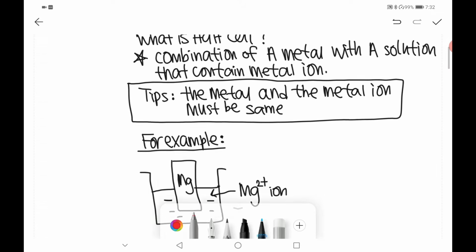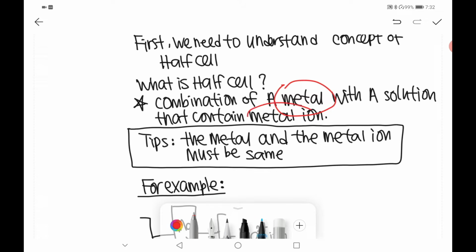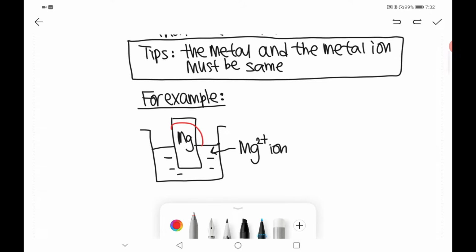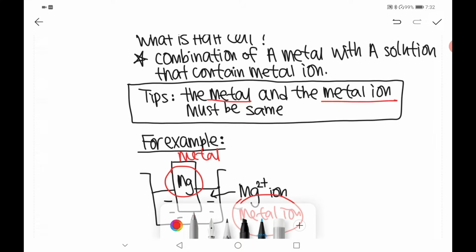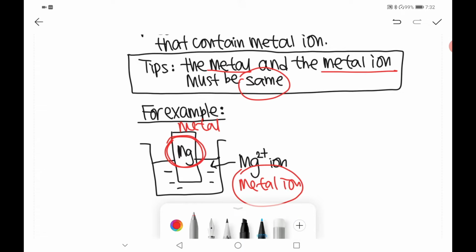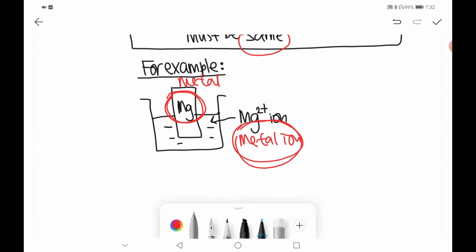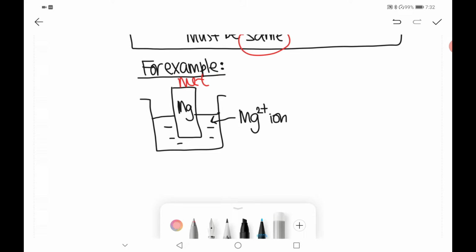In order to be a half cell, we must have a metal and metal ion. We have a magnesium metal, and we have a magnesium 2+ metal ion. So is the metal and the metal ion the same? The metal is magnesium metal, the metal ion is magnesium ion. Yes, they are the same. When we have the same metal and the same metal ion combined together, this is a half cell.